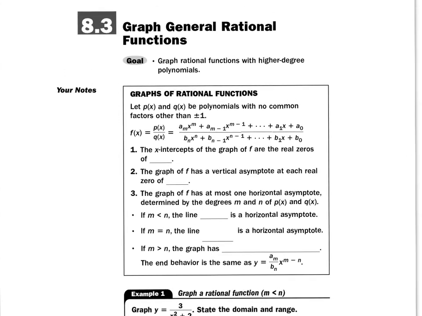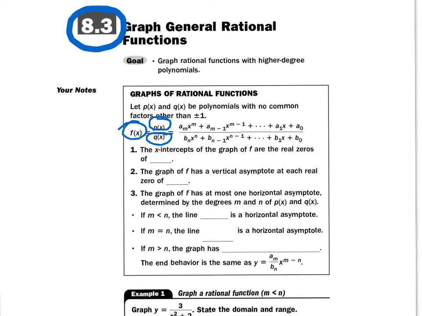Okay, here we are in section 8-3, and what we're working on today is graphing general rational functions. And when we graph general rational functions, we have any number of things that they're going to throw at us, but basically they're in fraction form. So a lot of times you're going to have things like f of x, and then a big old polynomial on the top and a big old polynomial on the bottom. And you've got to figure out what's happening there.